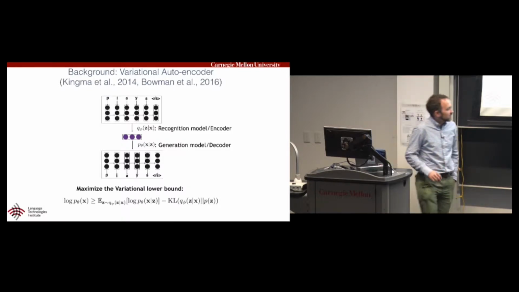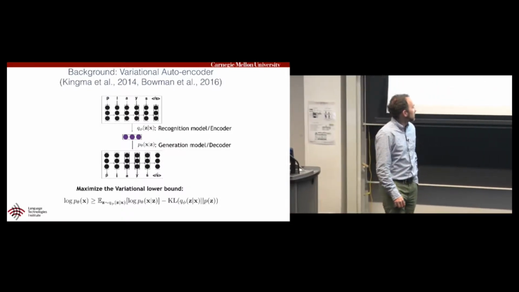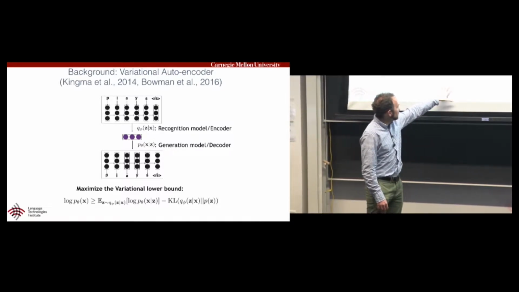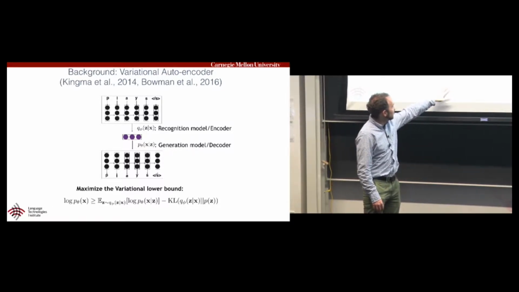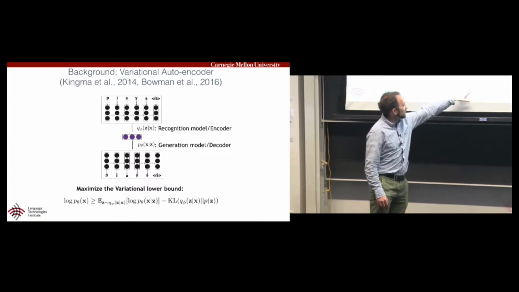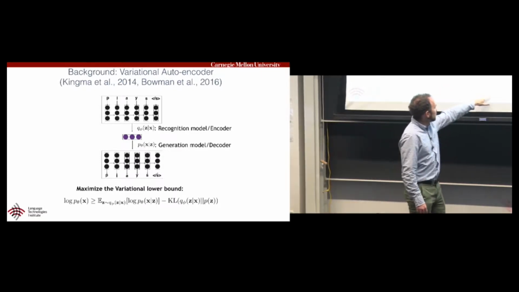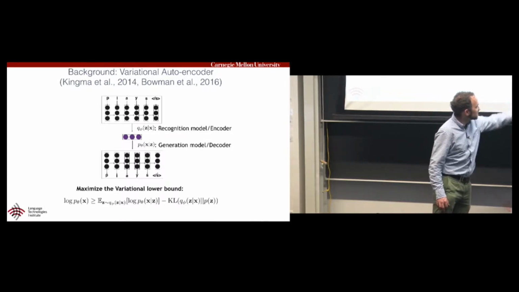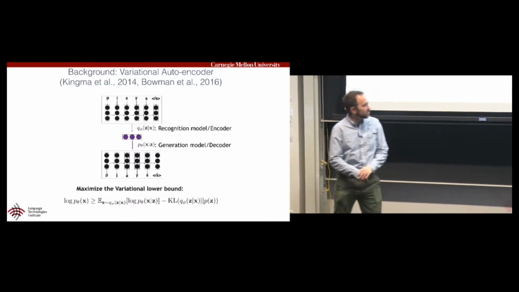Based on this, we maximize the variational lower bound of the likelihood, where we sample latent variables from the inference model and calculate the log likelihood according to this. And then we penalize the inference model when it makes predictions that are very different from some sort of prior probability that we have.